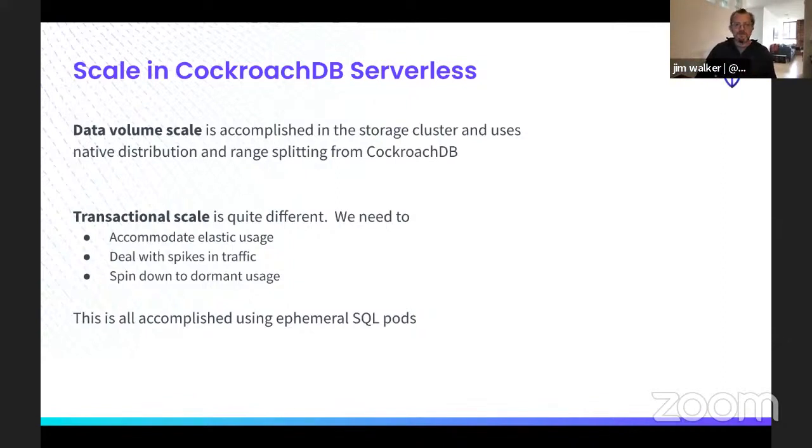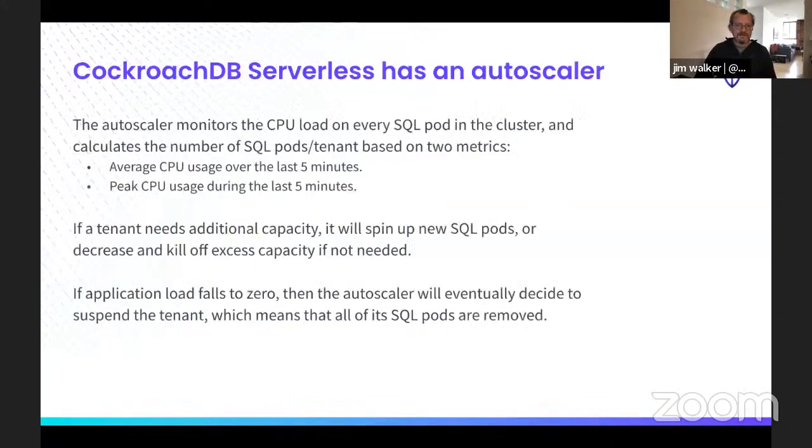That's all accomplished through these ephemeral SQL pods, right? And what we've done is we've built an autoscaler. The autoscaler monitors the CPU load for every pod in the cluster, and then calculates 2 metrics: average CPU and peak CPU over the last 5 minutes. If we need more capacity, we'll spin up more SQL pods. If we're going lower on capacity, we spin things down. How do we do that, right? And that's really the trick here.